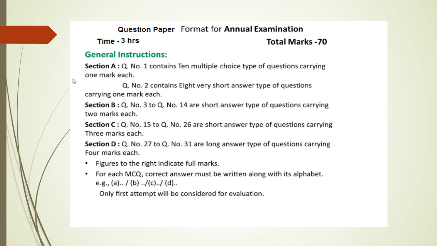We have 4 sections here. Section A, question number 1, contains 10 multiple choice questions, MCQs, for 1 mark each. Now the question may be, for example, a population has more young individuals compared to the old. What would be the status of the population after some years?